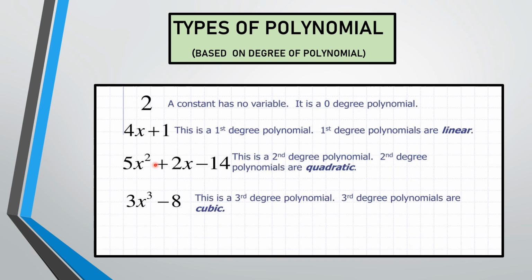So what did we learn? A constant polynomial has no variable, only a constant is present. Next comes linear polynomial, in which the highest power is 1. Next comes quadratic polynomial, in which the highest power of the variable in the given polynomial is 2. Next comes 3x cube minus 8, where the highest power of the variable is 3.